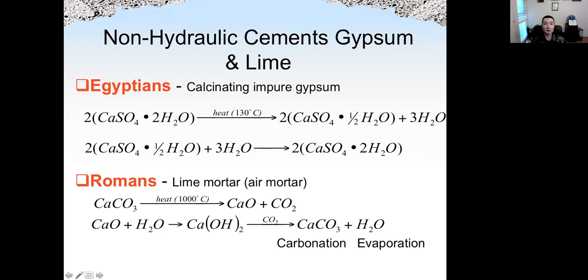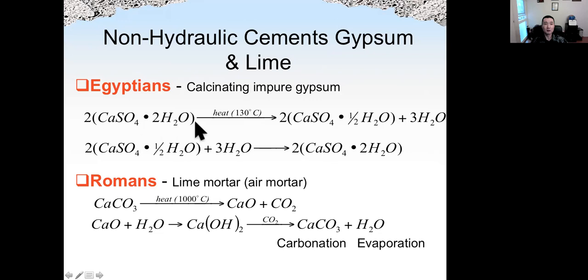All right. Before we talk about modern cement and concrete, let's look at ancient concrete. So this is ancient Egyptian concrete. It's made by calcinating impure gypsum. Gypsum is calcium sulfate with 2 parts of water.